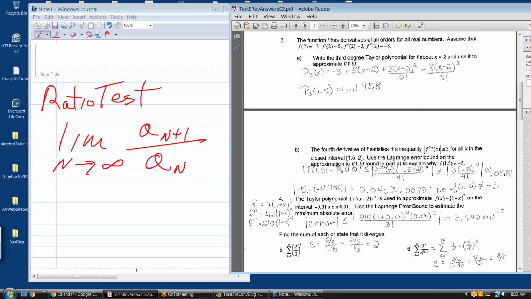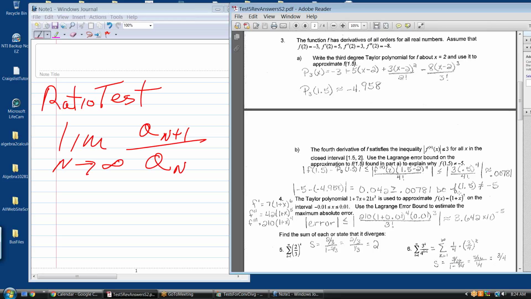She's plugged in, in other words, I guess she's assumed that it's equal to 5 and determined that the error would be 0.042, which is greater than 0.0078, which is what we got. And that is in that interval. So that can't be a true statement.